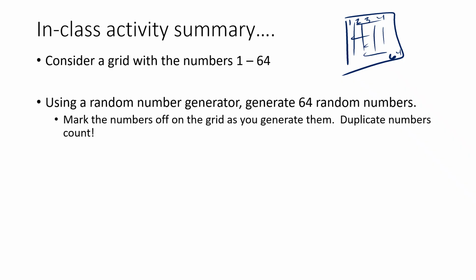Most graphing calculators have a random number generator on them. You can also find websites. I usually direct my students to a website, and they'll set the random number generator to generate only numbers 1 to 64. And then as you're generating the 64 numbers, you mark them off on the grid. Duplicate numbers count. So what we mean by that is if you get a 2 twice, you don't discard the second roll and say, oh, we need a different one. That counts as one of your 64 random numbers, okay?